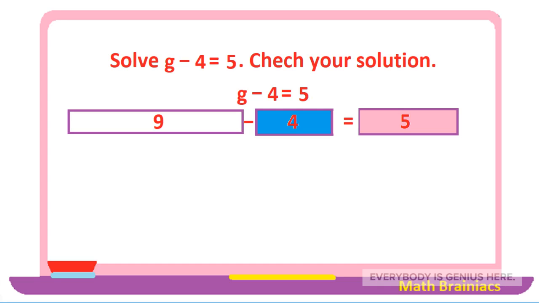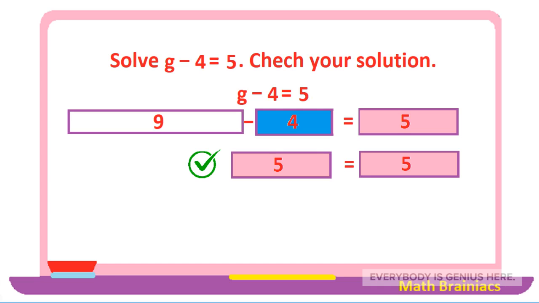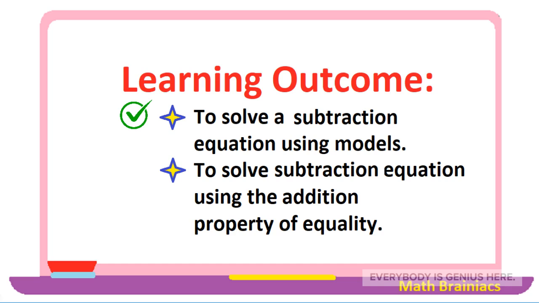To check if our answer is correct, we're going to subtract 4 from 9. And it will give us 5. Therefore, our answer g is equal to 9 is correct. On this regard, you have learned how to solve subtraction equation using models. Now, let us study how to solve subtraction equation using the addition property of equality.